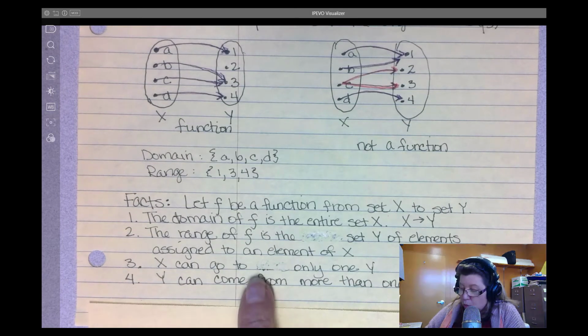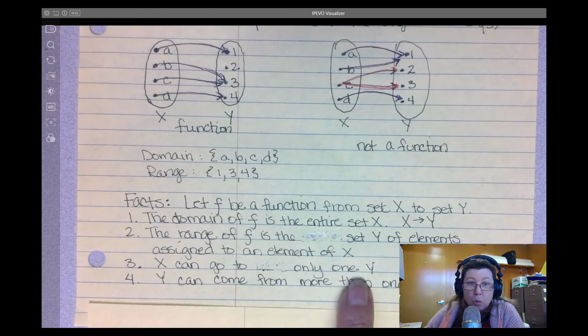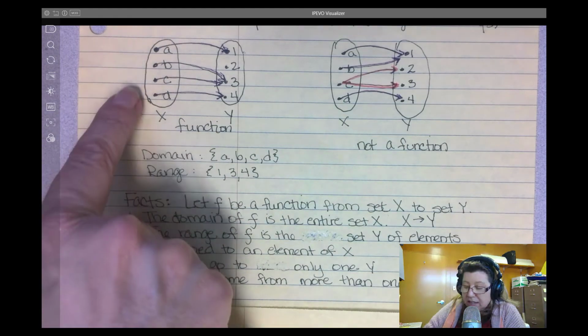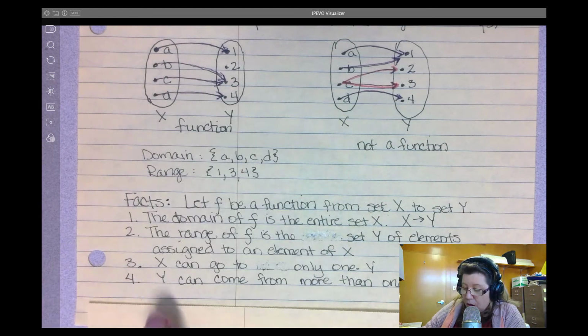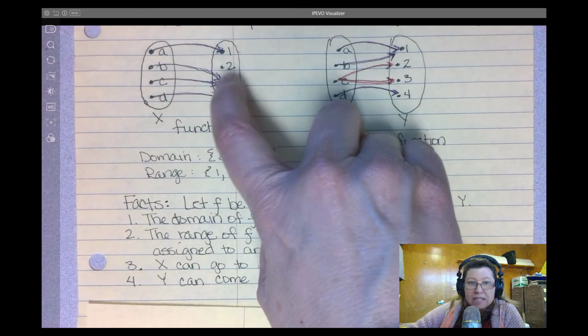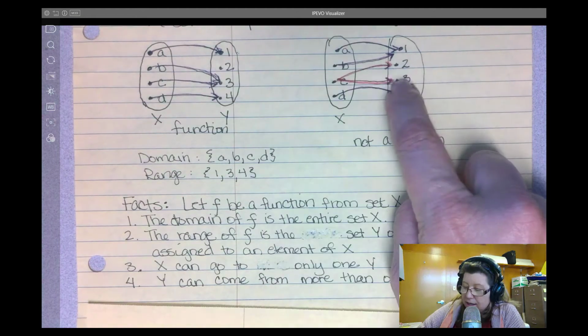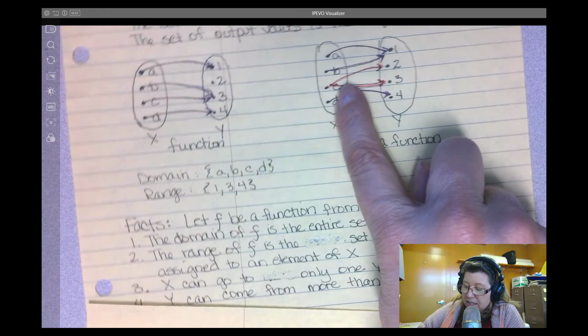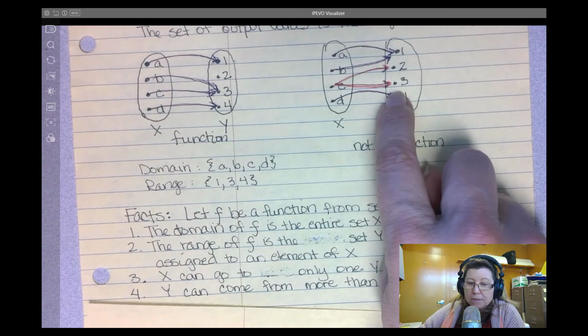x can go to one and only one y value. So each of the x's went to one y value. Y can come from more than one x. So this one came from a b and a c, but that's totally permitted. This is not permitted, where you have c going to two outcomes.